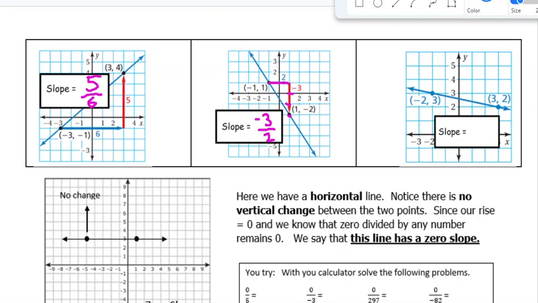All right, slope is always written as an improper fraction if it's improper. Never do it as a mixed number. It's always an improper fraction. Okay? All right, we have another one here.